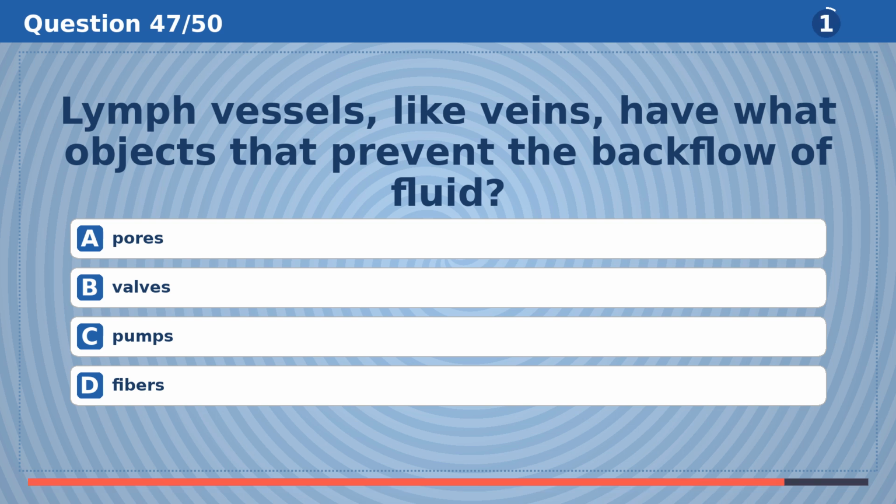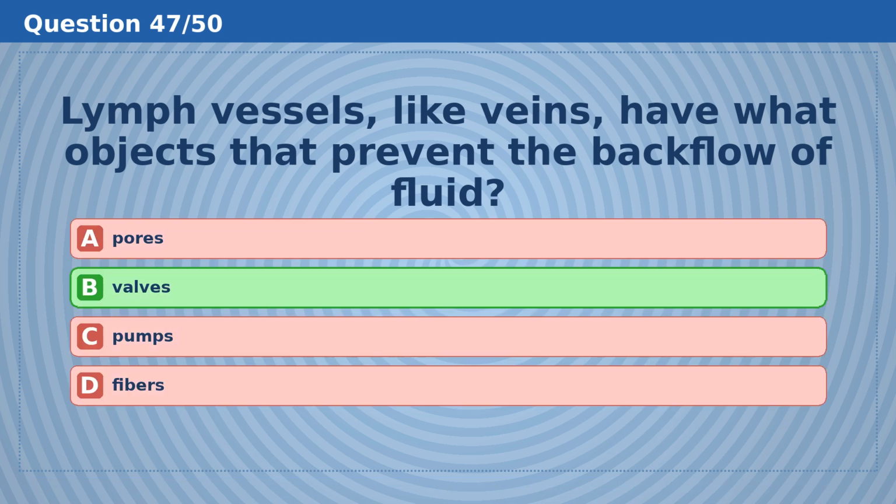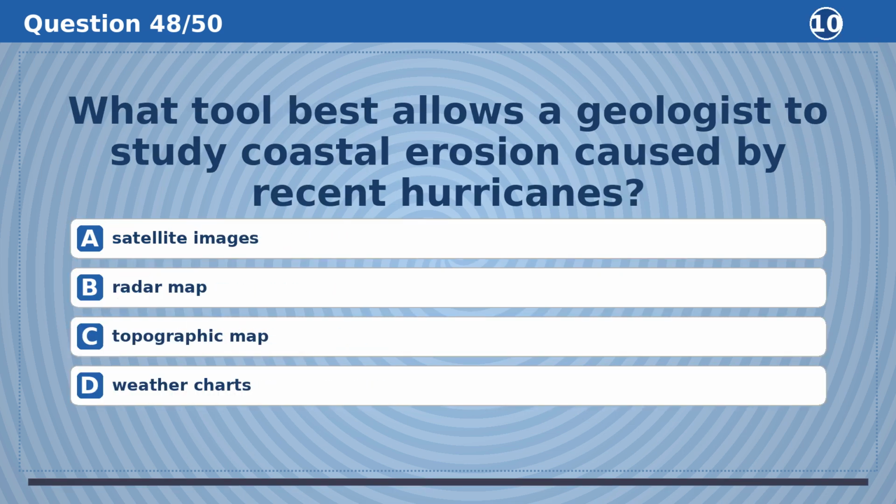Lymph vessels, like veins, have what objects that prevent the backflow of fluid? The answer is B, valves.